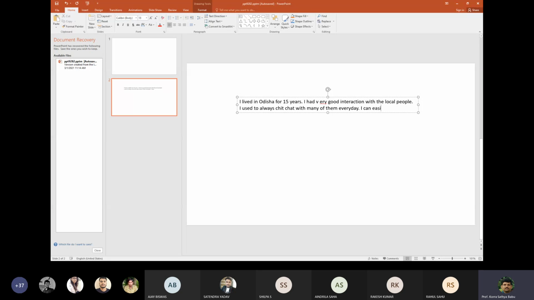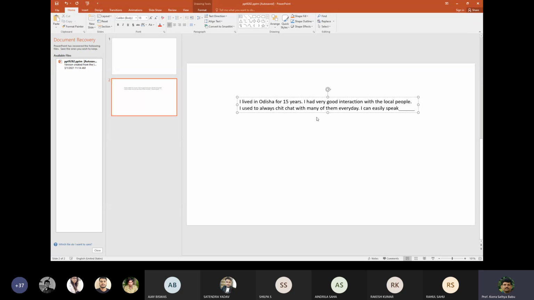I can easily speak... So what should be the word here? Odia. Yeah, it should be Odia because you know the context. You are understanding the context. You took the context that I lived in Odisha for 15 years. So something I speak is related to a language, and that language is associated with this particular state. So that's why you are telling that yes, I can speak Odia.